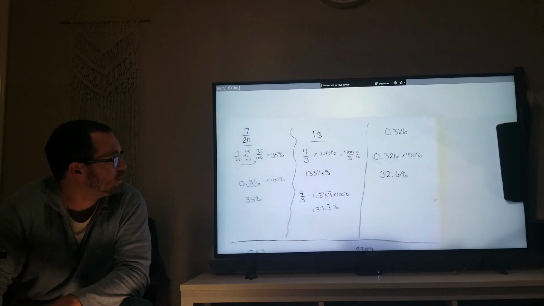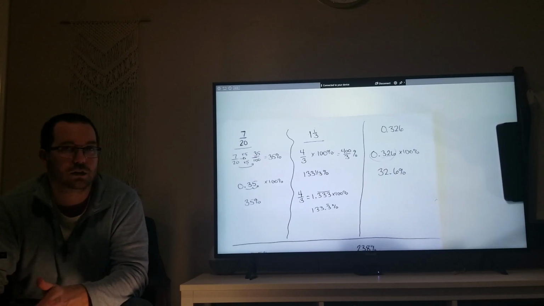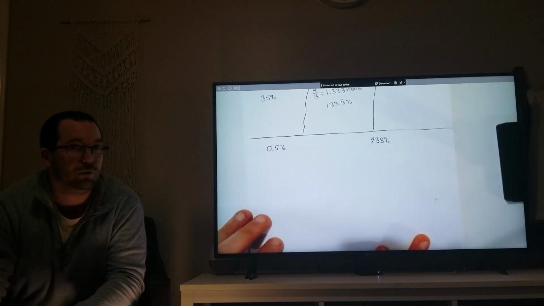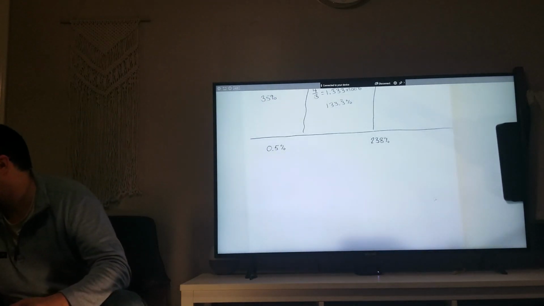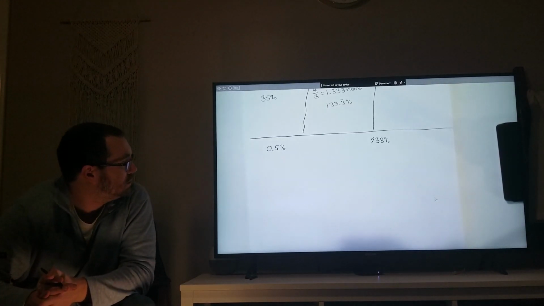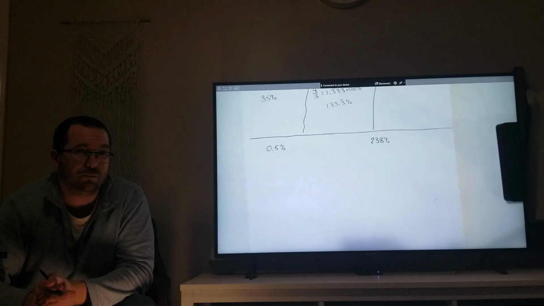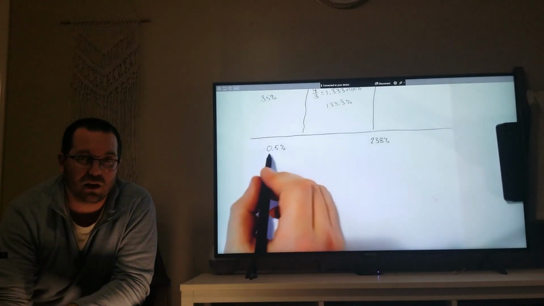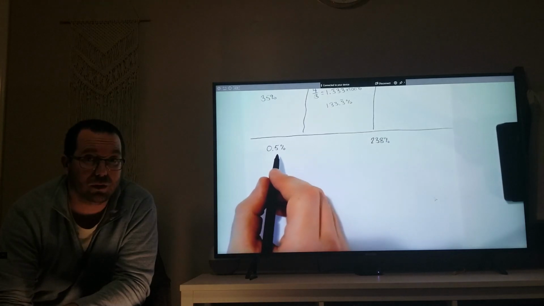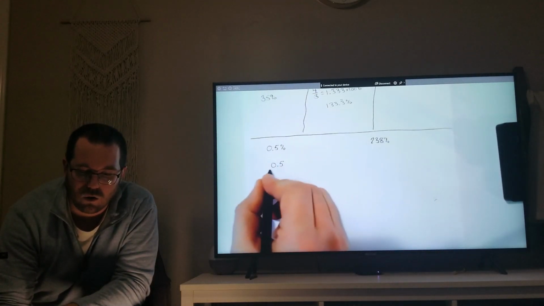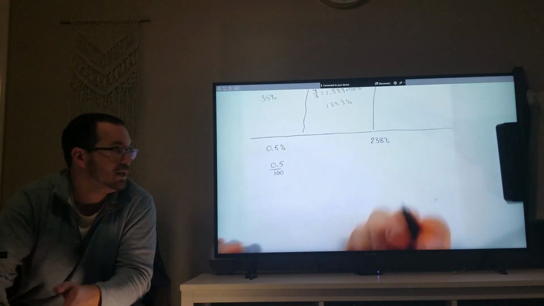Now that hopefully you have a grasp of turning things into percentages, let's go the other way. Let's start off with percentages and see if we can change those into both fractions as well as into decimals. The fraction part, if you remember, is really nice and easy. We take the number that's already there and just put it over 100. So 0.5 over 100 would be our answer here.